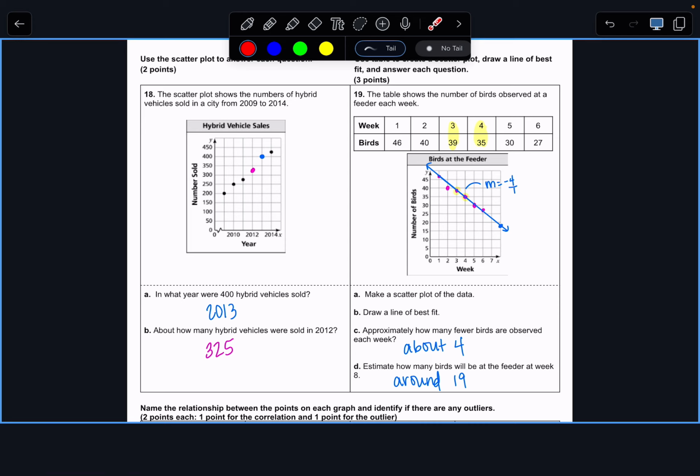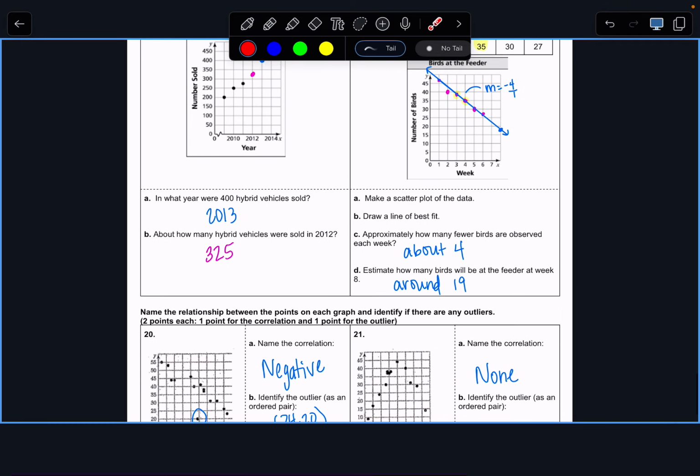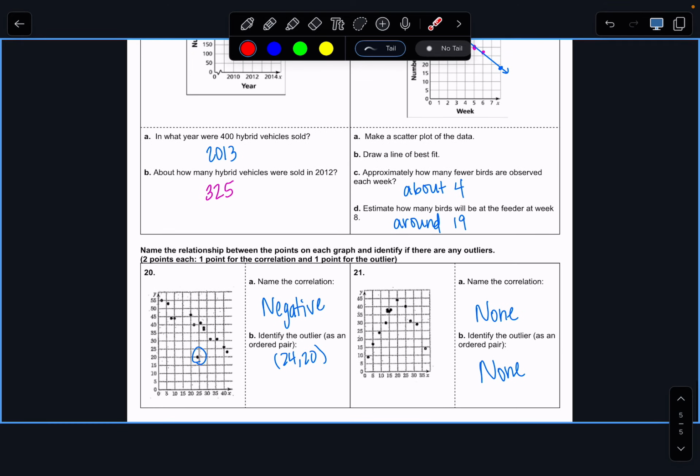So around 4 fewer birds per week, because that's my slope. And then after week 8, well, here's 8 right here. If I follow my line, that's about 19. Now, if you drew your line a little differently, maybe you had 20. That's okay. It's an estimate, so there's going to be a little bit of wiggle room, okay? And then the last 2 questions.